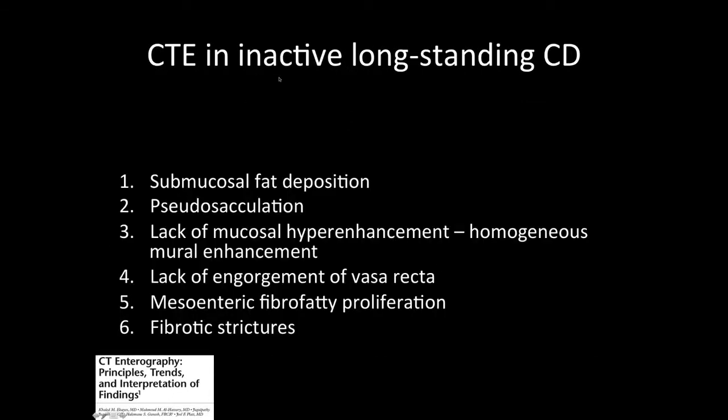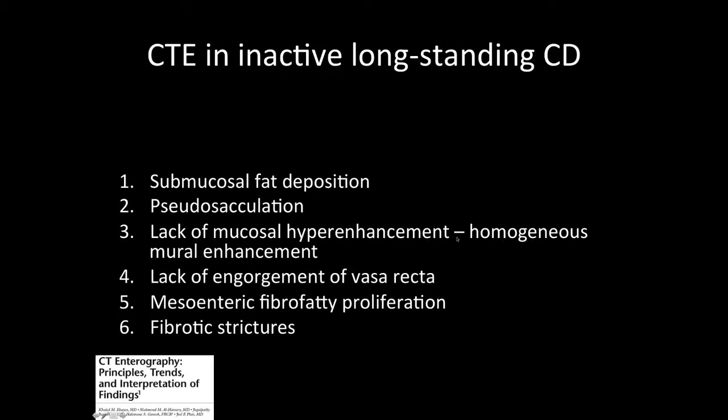So Crohn's disease, inactive long-standing Crohn's disease, how does it appear in CTE? There will be a submucosal fat deposition, pseudosacculation. What is pseudosacculation? When you have two abnormal segments and there is a normal segment in between. Although it's a normal segment, it will appear as a pseudosacculation because of the narrowing and fibrosis of the abnormal segments. The normal segment will appear as a sac-like structure, and we call it pseudosacculation.